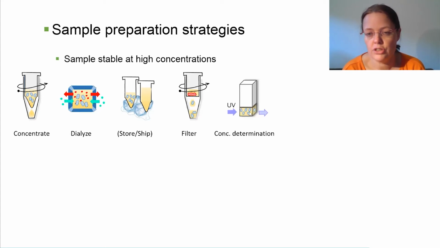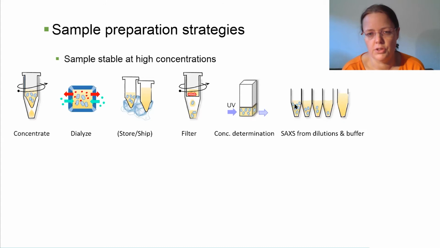We can quickly recheck the concentration, for example, using a nanodrop and measuring UV absorption, and then make a dilution series. So we take the highly concentrated sample, dilute it down, measure with the corresponding buffer that was sent along from the dialysis step, and then do a set of experiments. This is the preferred way if your samples are stable at a high concentration.